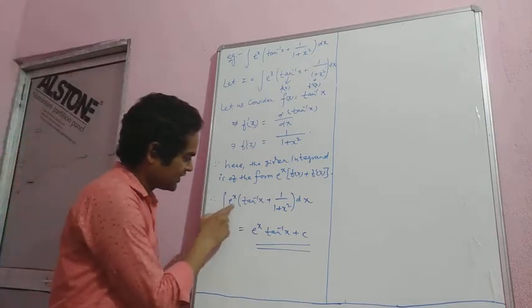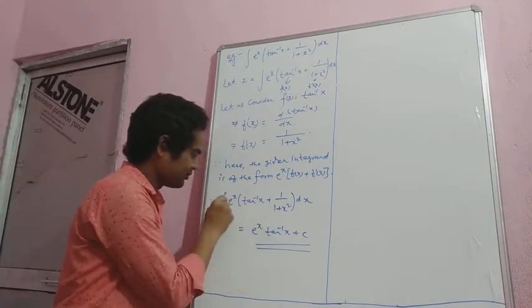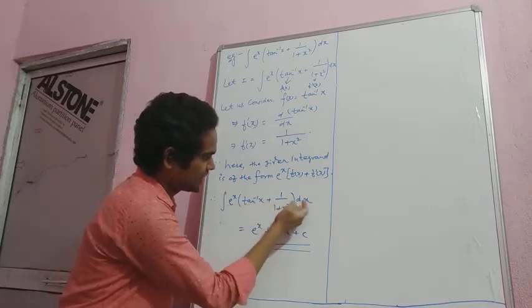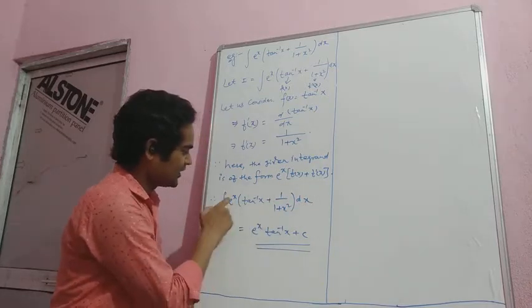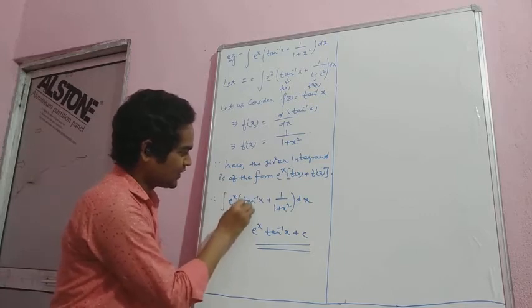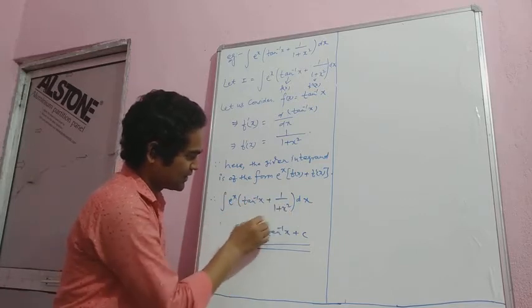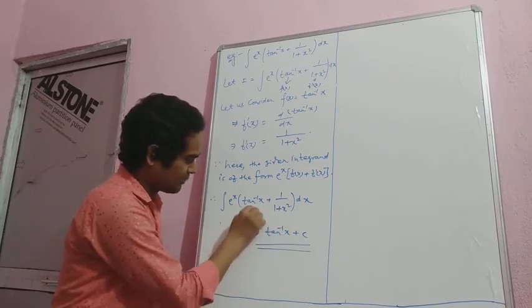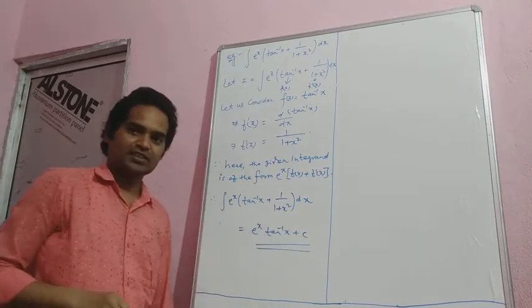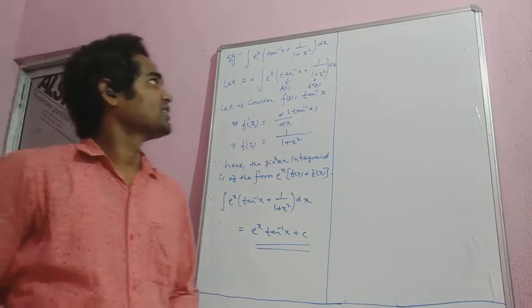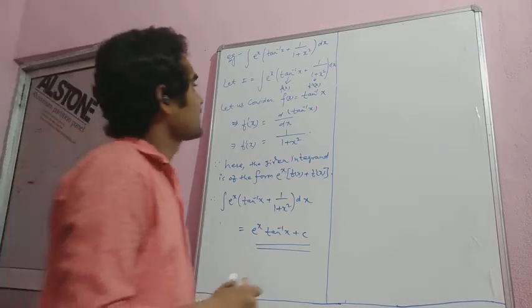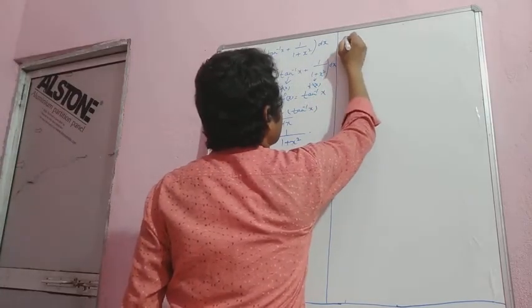So here, students, since this is the form of e to the power x into f(x) plus f'(x) dx, and we know that the integral of e to the power x into f(x) plus f'(x) is equal to e to the power x into f(x) plus c, and here f(x) is equal to tan inverse x. And now let us take the second example.